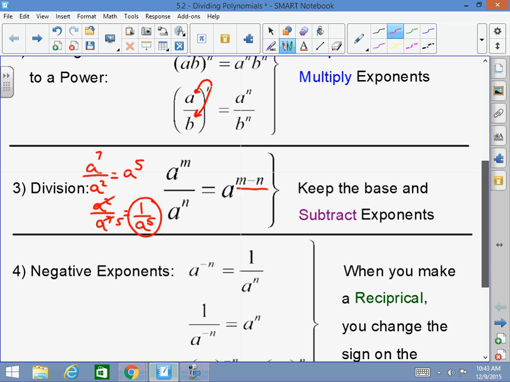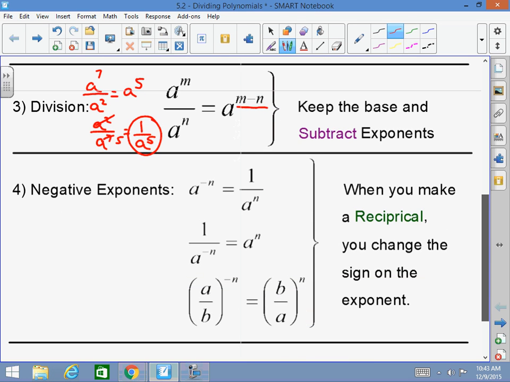The negative exponents. Whenever I have a negative exponent, if I just take its reciprocal, I change the sign of the exponent. So if I have a to the negative n over 1, I bring that a to the negative n to the denominator, it becomes a to the positive n. If I have 1 over a to the negative n in the denominator, and I bring it up to the numerator, I make that exponent a positive.